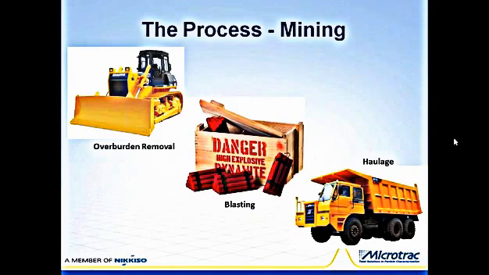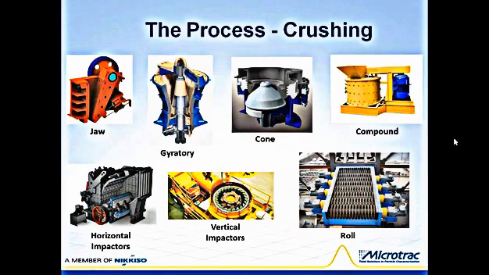The aggregate mining process consists initially of dozers removing the overburden, and then holes are drilled, packed with explosives, and blasted. Trucks take the rocks to the crushing plant, where their size is reduced in common crushers like these: jaw, gyratory, cone, compound, impactors, and roll crushers.